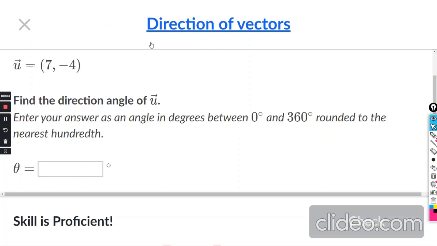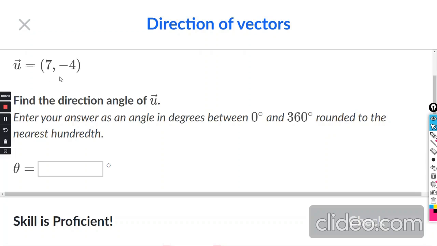This will be for the exercise on the direction of vectors. We have our vector u. The x component is 7, the y component is -4, and they want us to find the direction angle of vector u. Your answer should be between 0 and 360, rounded to the nearest hundredth, so that's 2 decimal places.